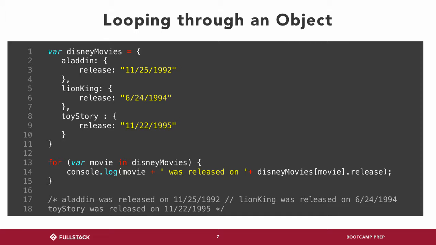So looping through an object, here's another example using the Disney movies. If we wanted to loop through it and say when the movie was released, in this instance it's using the key as part of the console log: Toy Story was released on November 22nd, 1995. And it'll loop through and do that for each one. Again, it could be in any order.